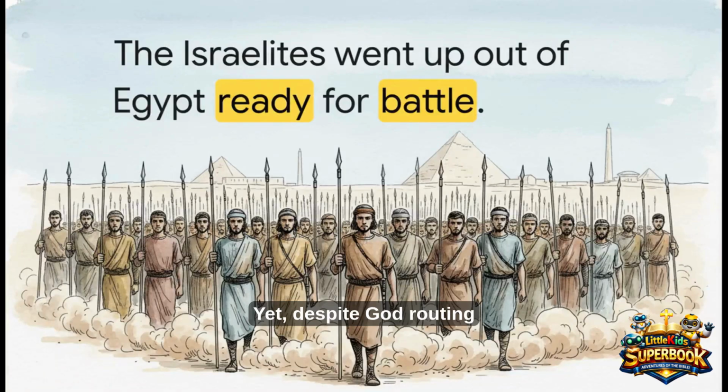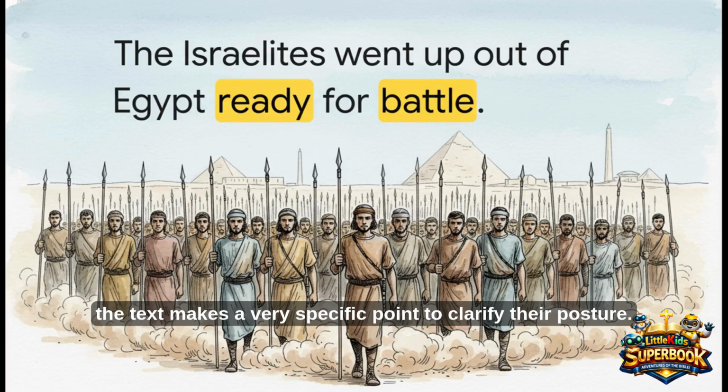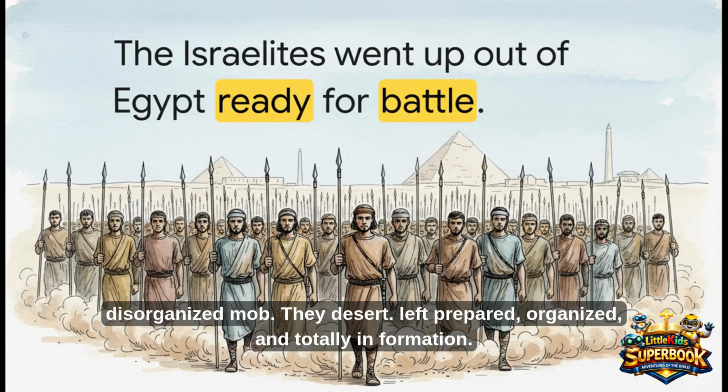Yet despite God routing them away from immediate war to protect that fragile resolve, the text makes a very specific point to clarify their posture. It says the Israelites went up out of Egypt ready for battle. So they didn't just scatter into the desert in some chaotic, disorganized mob. They left prepared, organized, and totally in formation.